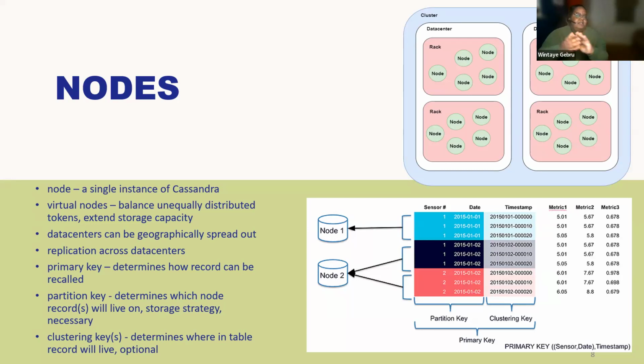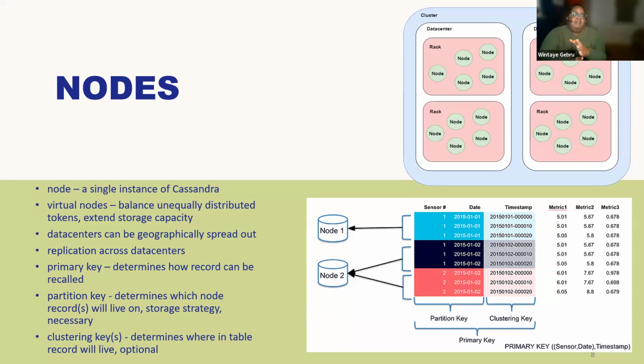So in Cassandra, there is probably nothing more important than the partition key. The partition key is how Cassandra works. Every piece of information is partitioned, and you can see in the image on the screen an example where there is a partition key. It's actually a composite partition key. It's made up of two things, the sensor and the date.